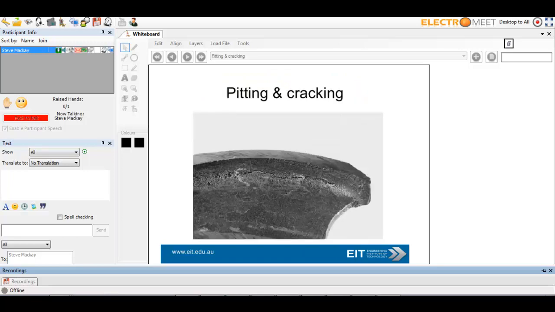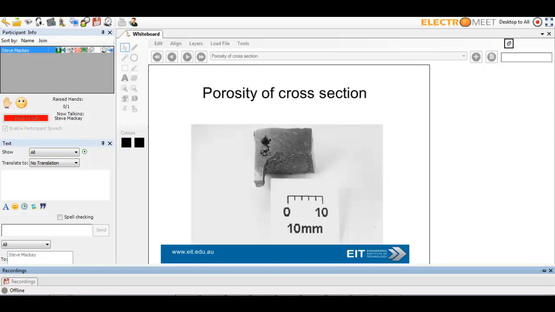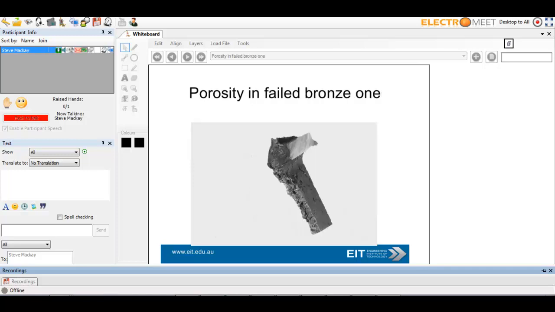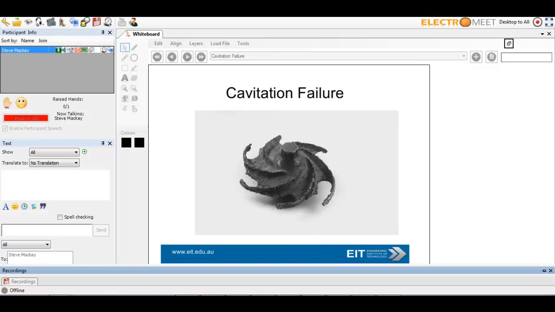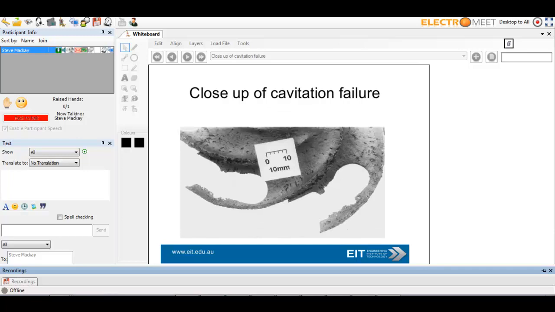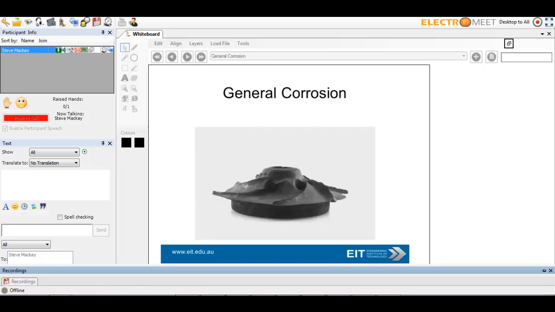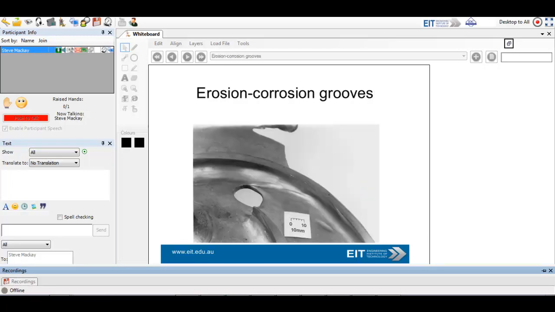A few little examples here of pitting and cracking. Porosity of the cross-section, porosity and failed bronze, cavitation failure, but particularly bad this one, and a very close-up failure there. So as you can see, the actual pitting is quite significant there. And then general corrosion looks like it. So it's actually quite important to distinguish between corrosion and cavitation.